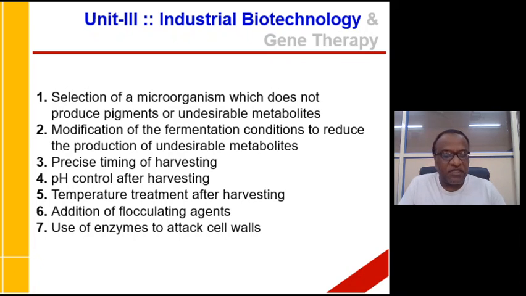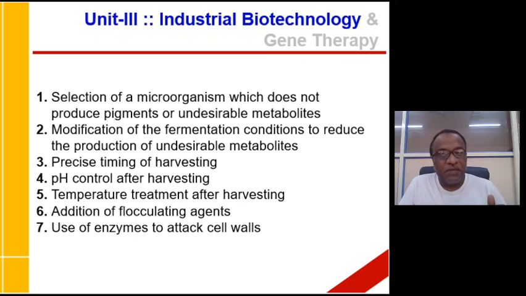Number 4, pH control after harvesting. This is very, very important, otherwise degradation of the product may happen. See, these are some of the simpler equipment or techniques that maximize the yield of the product: selection of microorganisms which do not produce pigments or undesirable metabolites, modification of the fermentation conditions to reduce the production of undesirable metabolites, precise time of harvesting, pH control after harvesting.